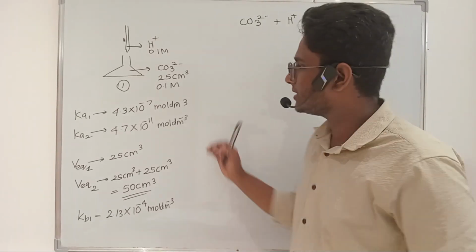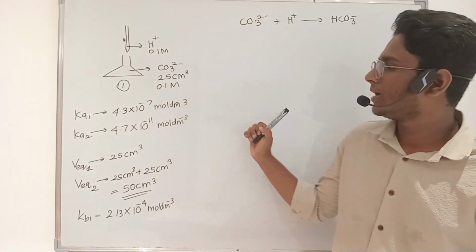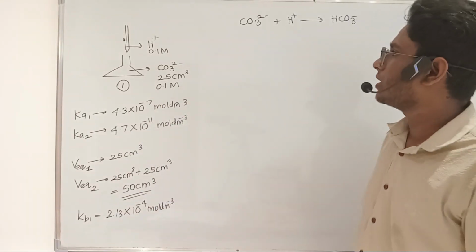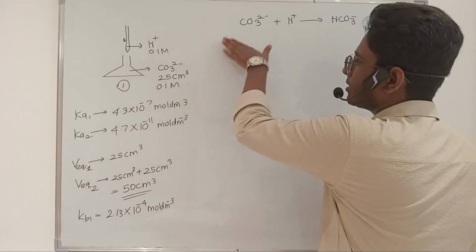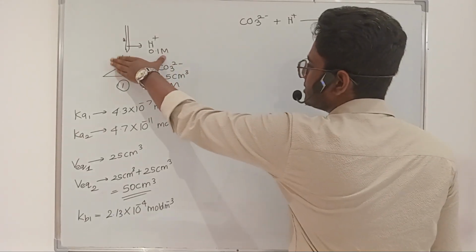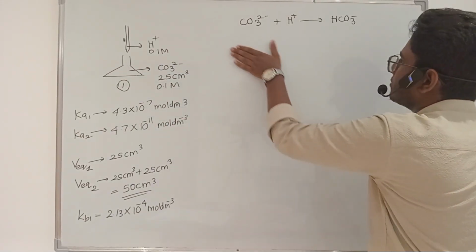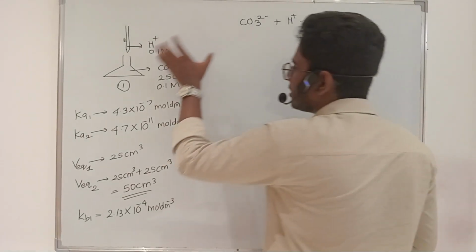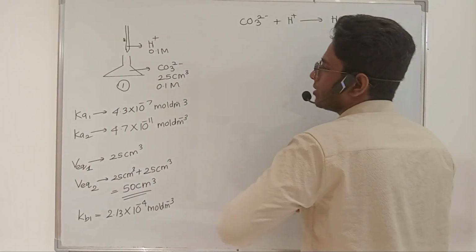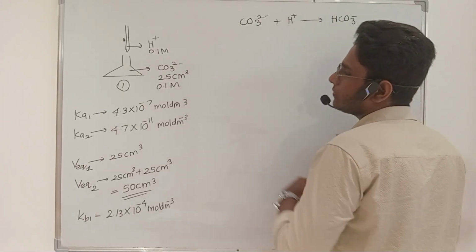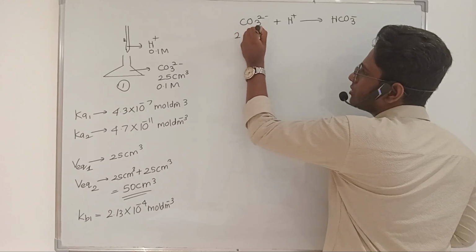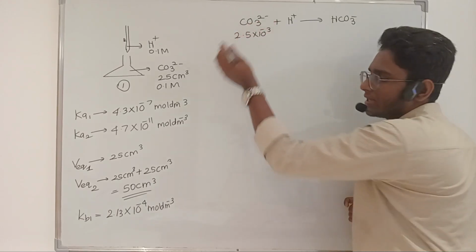Right, we found the initial pH in the titration flask, and then the question was what is the pH at the first equivalence point. At the first equivalence point, carbonate will react with H plus and all the carbonate will be converted to bicarbonate. So what were the initial moles of carbonate present? That was 2.5 into 10 to the power minus 3 moles, present in the titration flask.